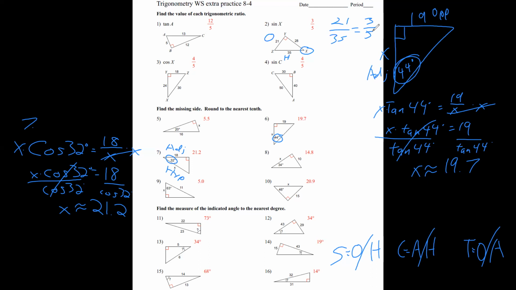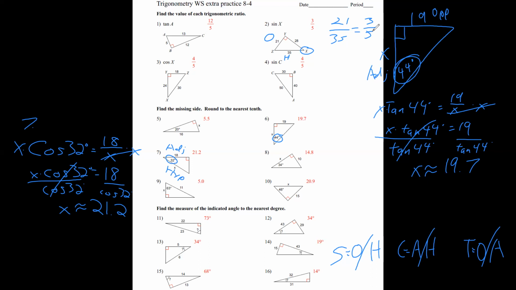So sine of x. They told me which angle I'm using. Sine is opposite over hypotenuse. This side is opposite, and this side is my hypotenuse. I'm just doing the 21 over 35 fraction, and then I reduce that to 3 over 5. They didn't ask us to actually solve for anything. They just wanted us to write our ratio.